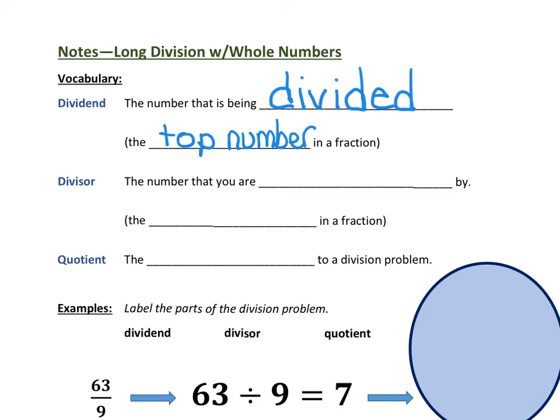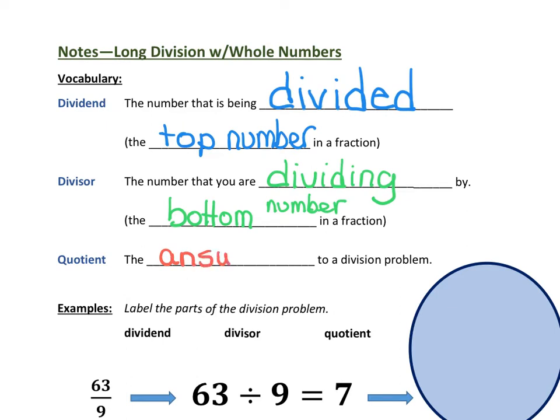The divisor is the number that you are dividing by. So the divisor is the number you are dividing by, and that's the bottom number in a fraction. And then our last word, the quotient, we've talked about that word earlier this year. That's the answer word for division. The answer to a division problem is called a quotient.